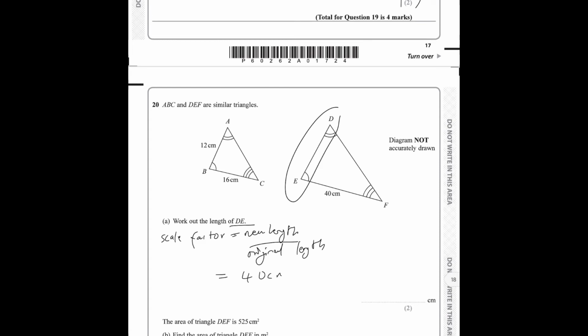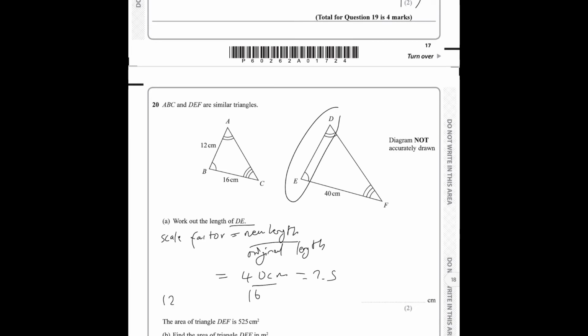Okay, this question is similar to the higher tier paper as well. Work out the length of DE. Now, in order to work out this length, you need to know a formula called scale factor. Scale factor is equal to the new length divided by the original length. You have the new length given to you as 40, and the original length is about 16. So you have the scale factor about 2.5.